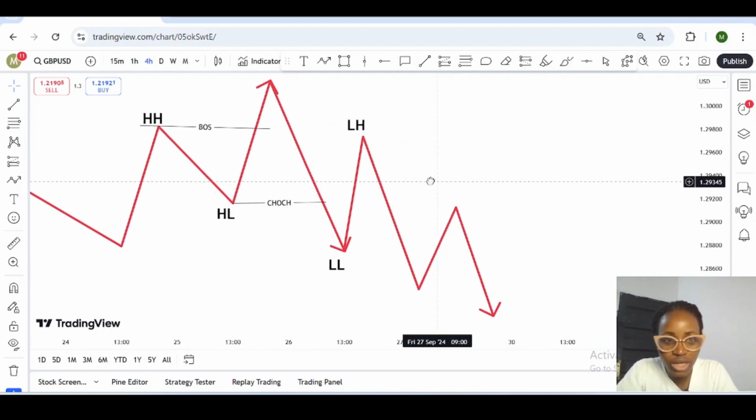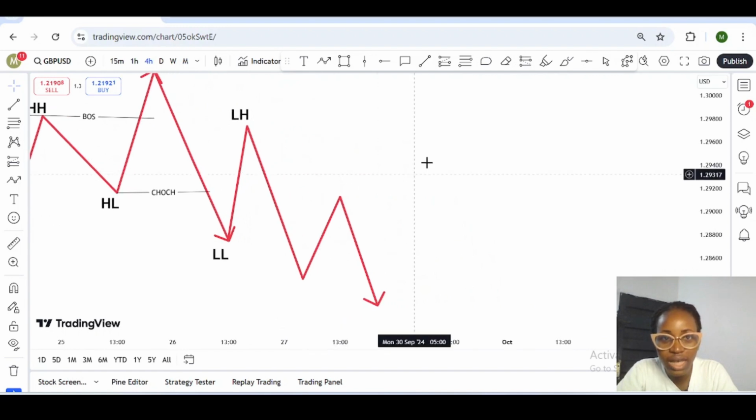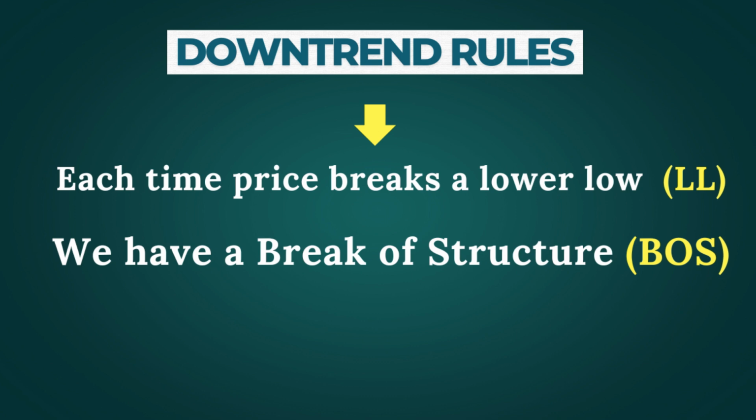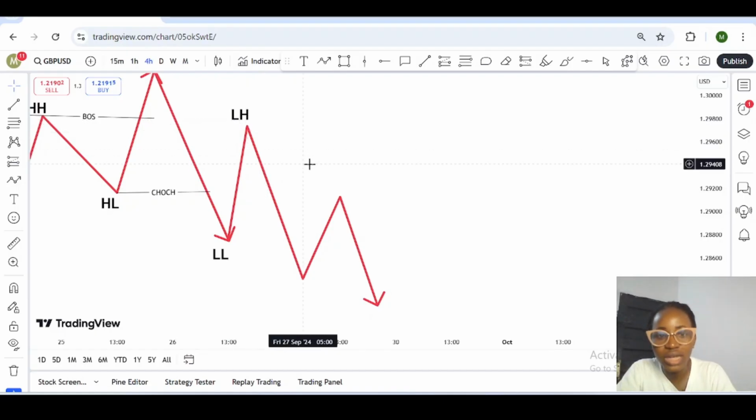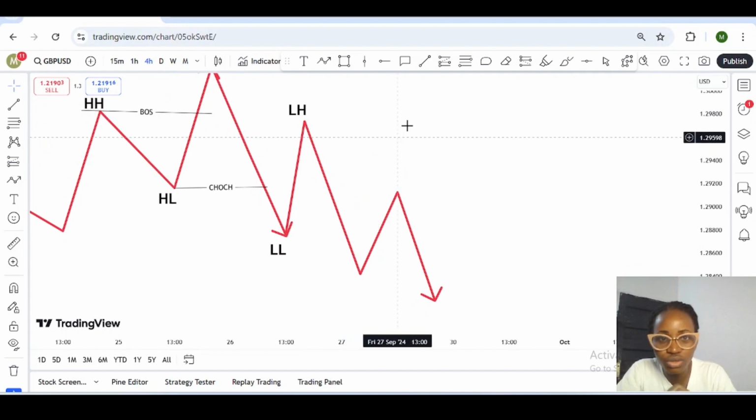So we are going to bring in the break of structure again and the change of character. So the rule is each time price breaks a lower low, we have a break of structure. When price breaks a lower high, we have a change of character. Okay, now let's bring in the break of structure and a change of character to a downtrend.